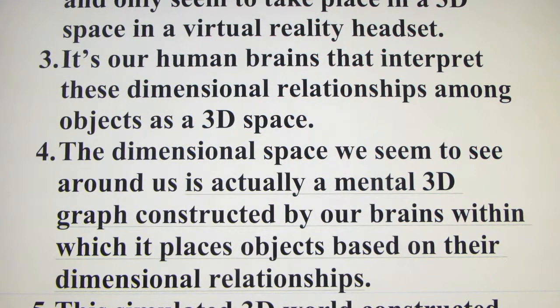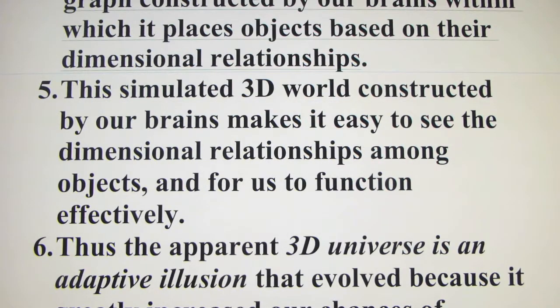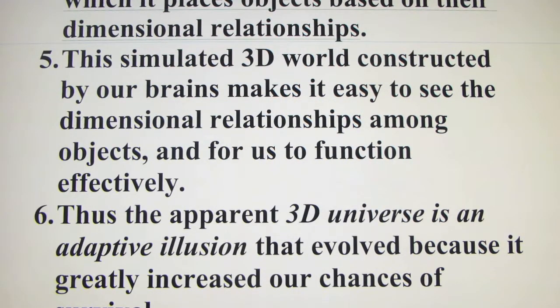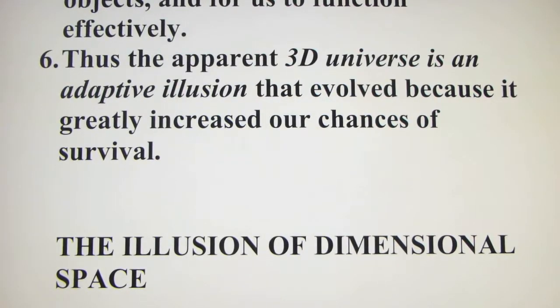It's our human brains that interpret these dimensional relationships among objects as a 3D space. The dimensional space we seem to see around us is actually a mental 3D graph constructed by our brains within which it places objects based on their dimensional relationships. This simulated 3D world makes it easy for us to see the dimensional relationships among objects and for us to function effectively. Thus, the apparent 3D universe is an adaptive illusion that evolved because it greatly increased our chances of survival.